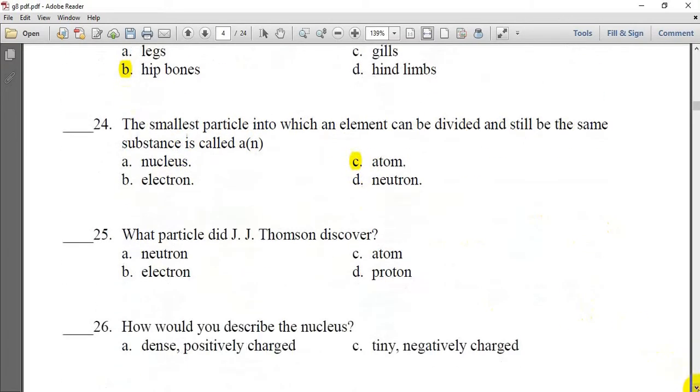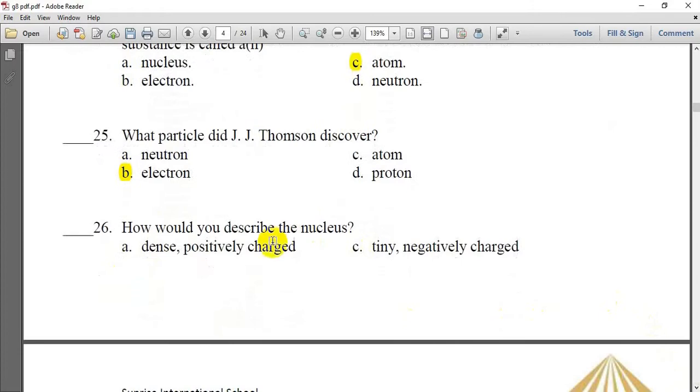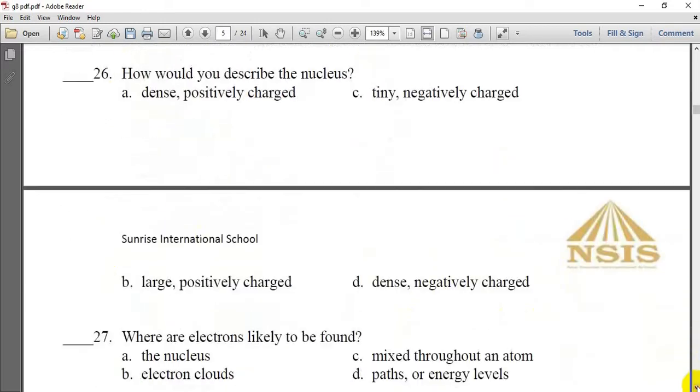Next question, question 25. What particle did J.J. Thomson discover? J.J. Thomson made the plum pudding model, and he discovered the electron. Question 26. How would you describe the nucleus? Dense positively charged, tiny negatively charged, large positively charged, or dense negatively charged. As we know, the nucleus is the center of the atom. It has protons and neutrons. Protons are positive, neutrons have no charge, so the answer is dense positively charged.